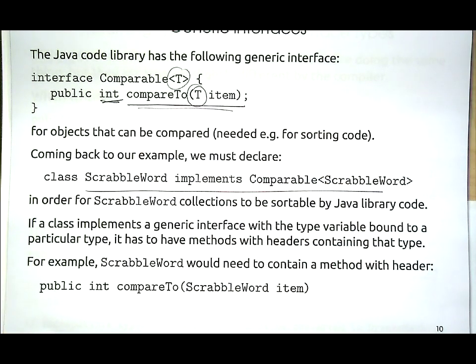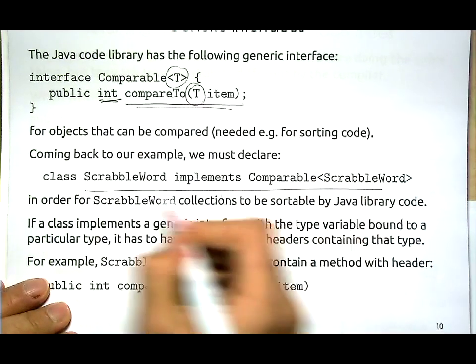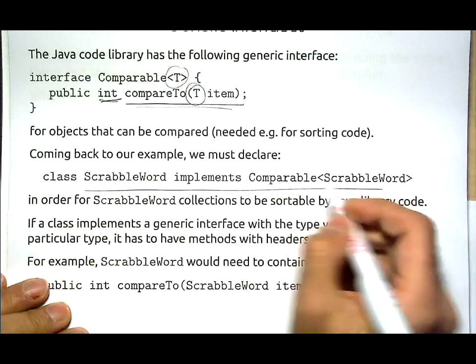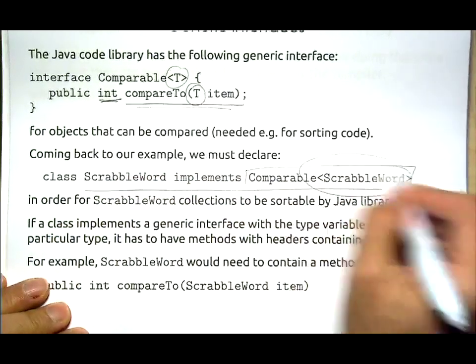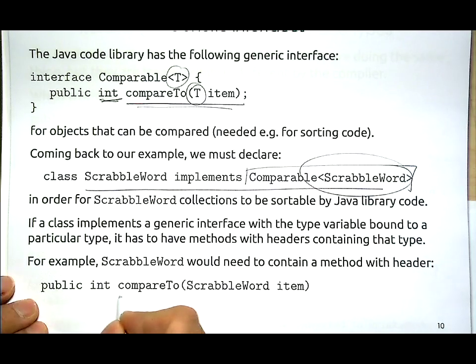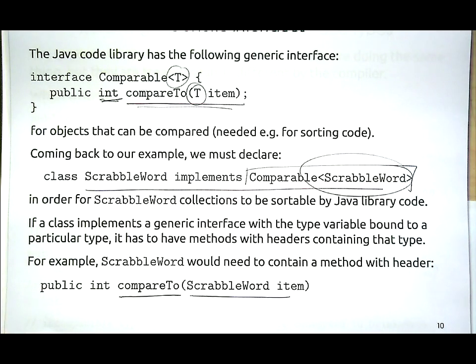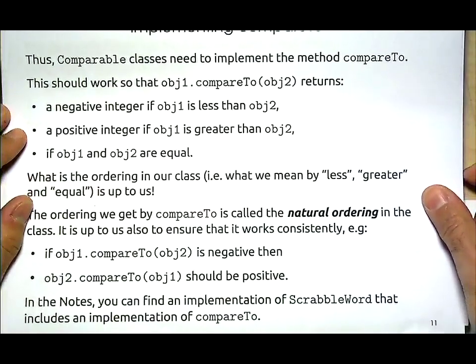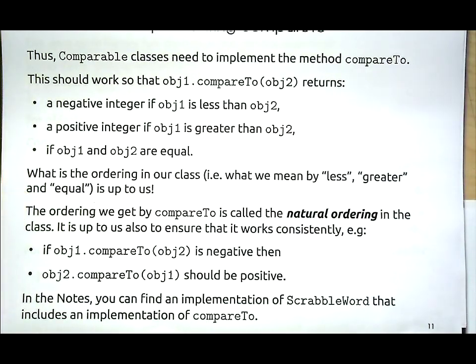Now the trick is that since the interface is generic, when you declare that your class implements it, you have to declare that it implements it with a specific base type for the variable T, and then the signature of the method should say that I implement compareTo with this type signature. So you should use the same type. And then how are we supposed to implement compareTo? Well, there is a logic behind it, and we better be following it.